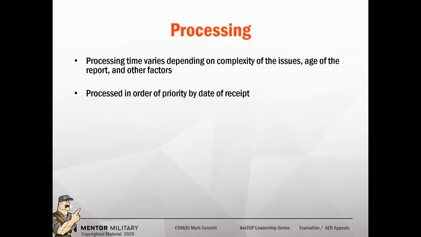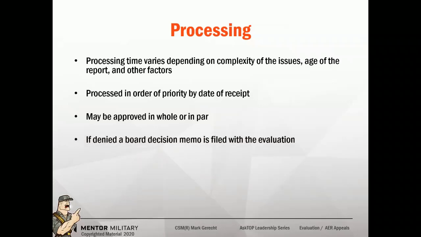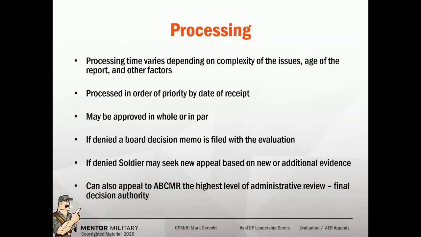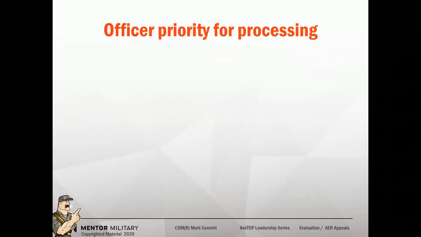It is processed in order of priority by date of receipt. It may be approved in whole or in part. If denied, a board decision memo is filed with the evaluation. If denied, the soldier may seek a new appeal based on new or additional evidence. You can also appeal to the Board of Corrections for Military Review, which is the highest level administrative review and the final decision authority. There are priorities for appeals.